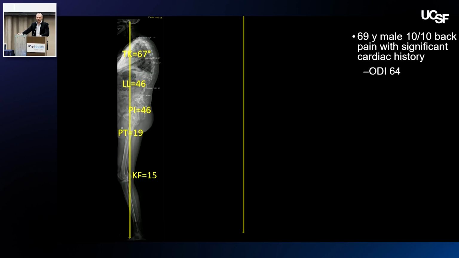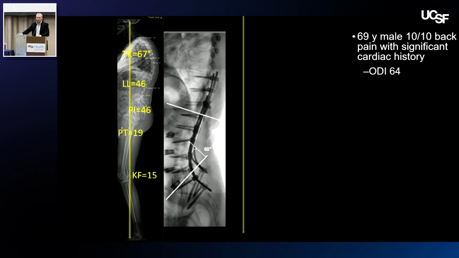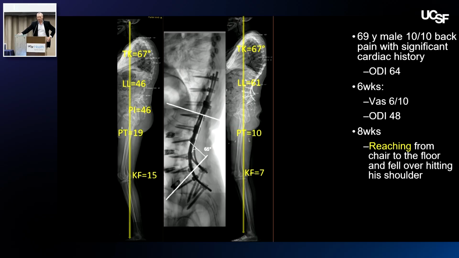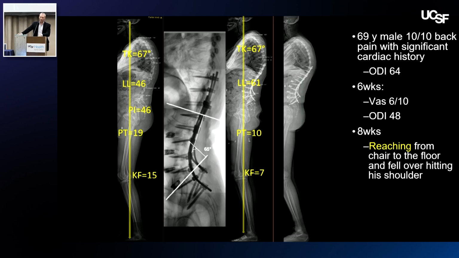Here's an example of a case I maybe didn't get right. An older gentleman standing with knee flexion, a high pelvic tilt, and a high thoracic kyphosis. I realigned him and thought I did a great job. This is on the table; look how straight the thoracic spine is. Fantastic, he's going to do great. That was the post-op film, not bad. Then 8 weeks out, and here's the key, he was sitting in a chair reaching to get something off the floor, couldn't reach it, fell over, and got PJK. So just keep that in mind.